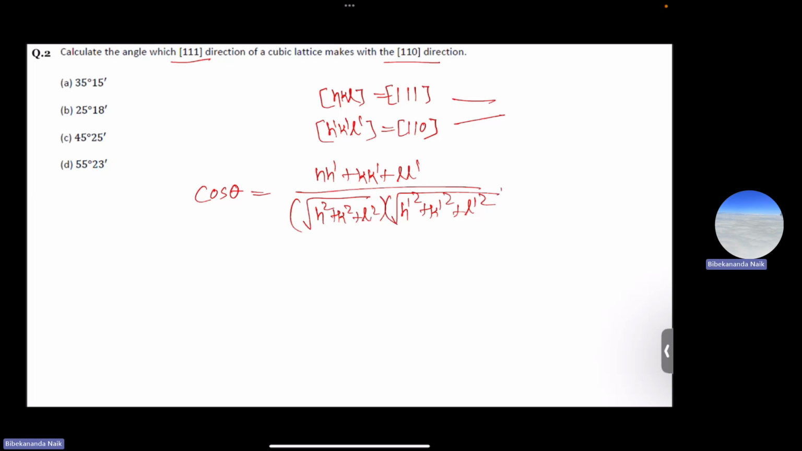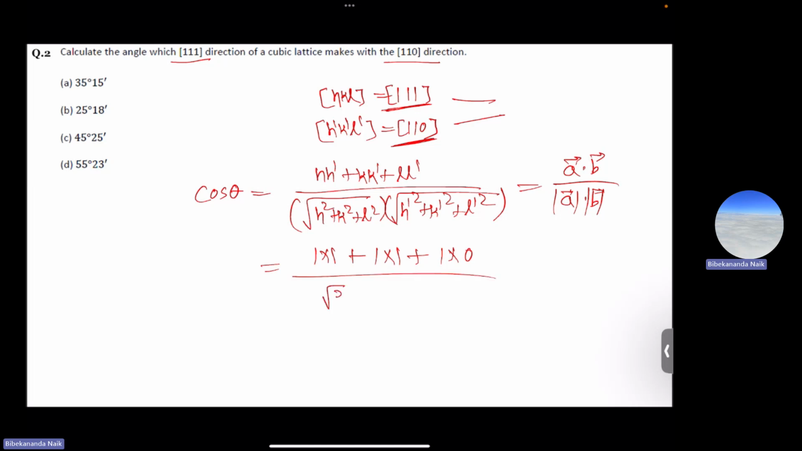This is simply the angle between two vectors, A vector and B vector. If we consider one vector normal to a set of planes having direction 1, 1, 1 and another normal to a set of planes having direction 1, 1, 0, then this is simply A vector dot B vector divided by mod A into mod B. This is the formula. If you put in the values, it will be 1 into 1 plus 1 into 1 plus 1 into 0, divided by square root of 1 square plus 1 square plus 1 square.